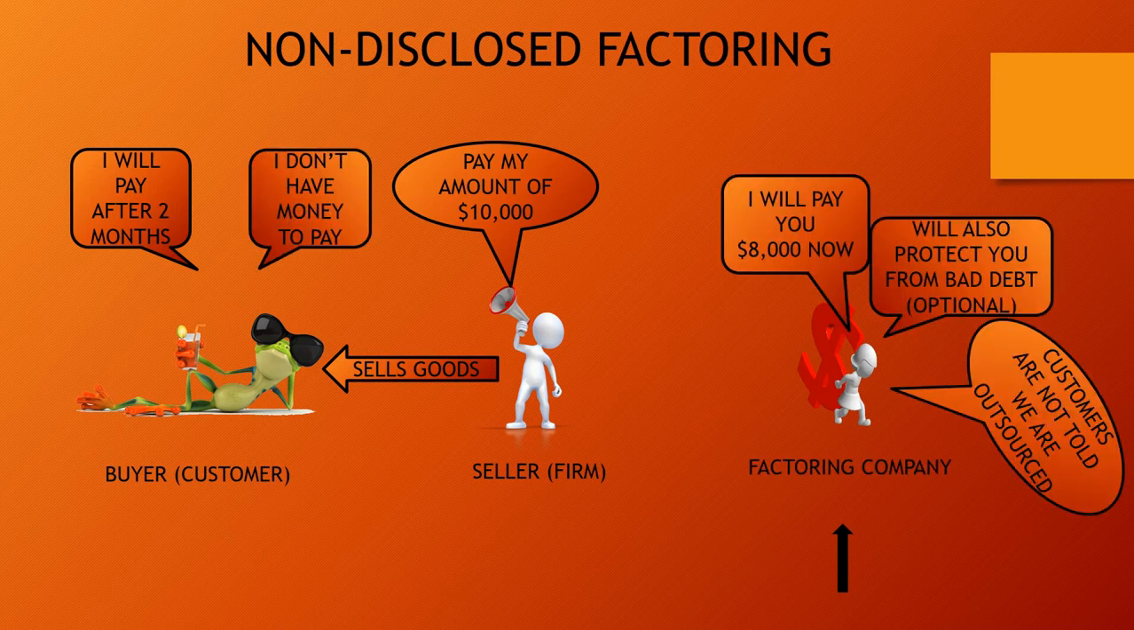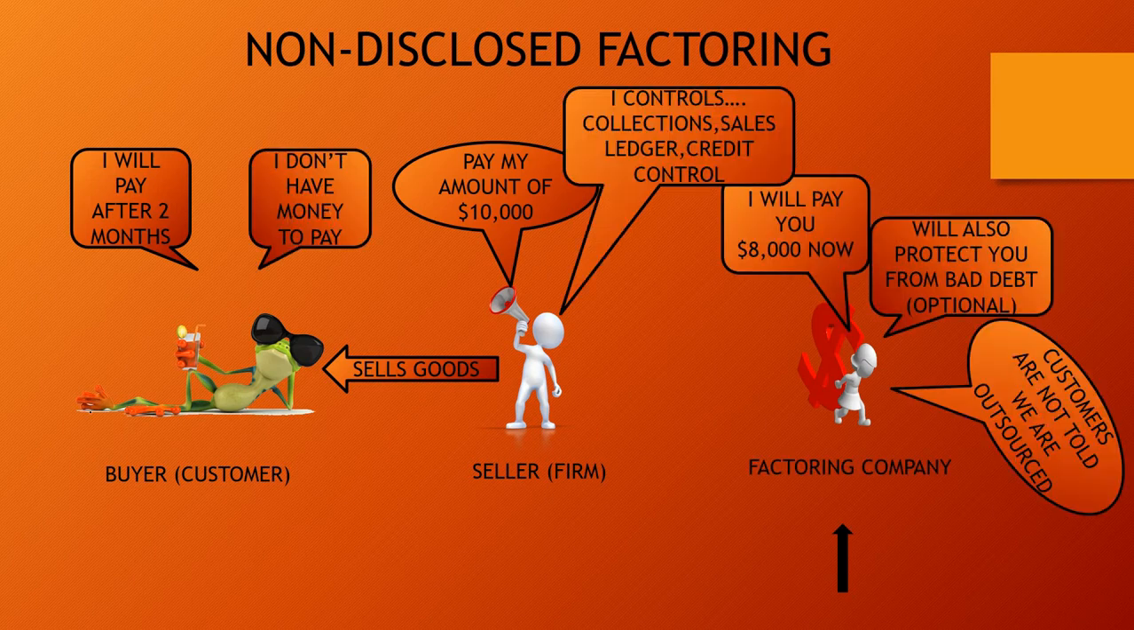The only difference is that the buyer is not aware of the factoring. Customers are not told we are outsourced. That means the firm is not going to tell the buyer that I am outsourcing collection, that I am not going to collect the money from you. This third party, the factor, is going to collect the money from you. You don't have to pay the money to me, you have to pay the money to the factor. This customer is unaware of all these things.